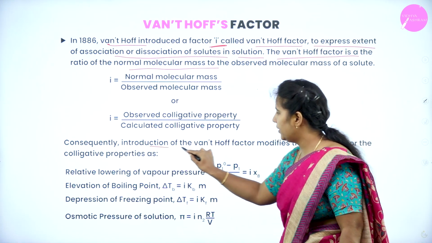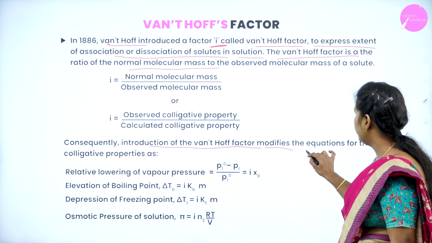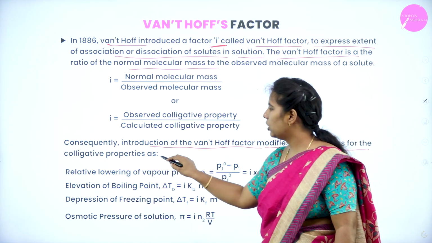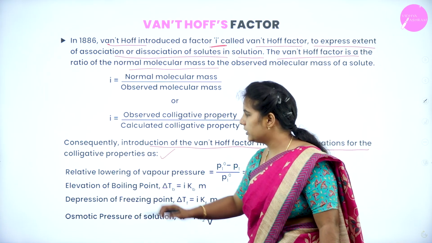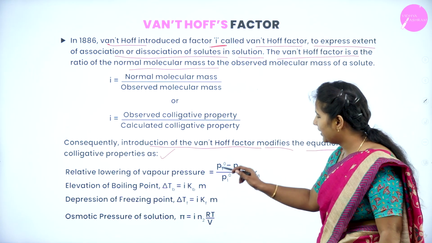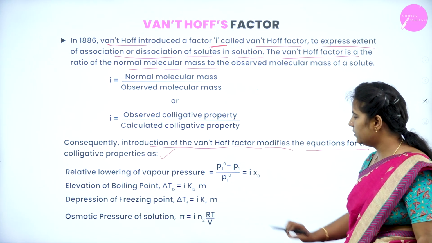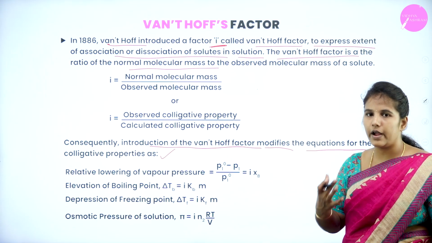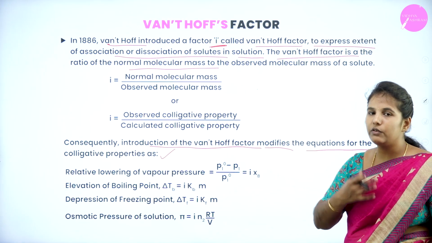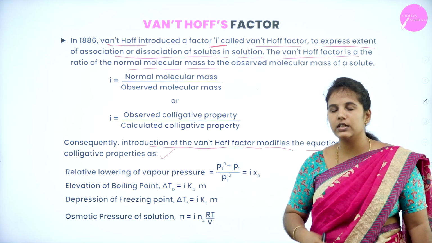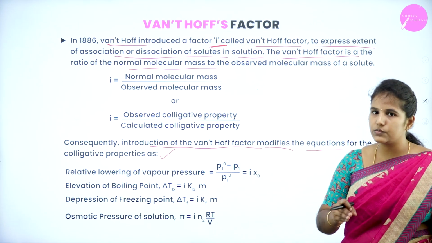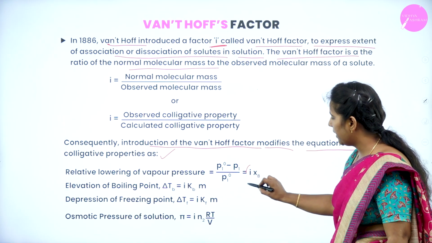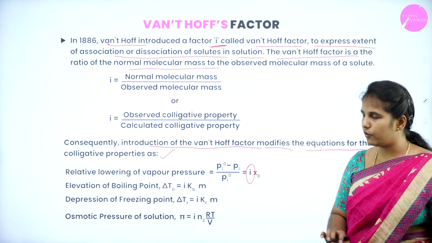Consequently, we can introduce the van't Hoff factor to modify the equations of the colligative properties. So, for the relative lowering of vapor pressure, we can write the entire equation with i, because in order to find the extent of association and dissociation of the solute particles found in the solution, they have introduced i, which is the van't Hoff factor.